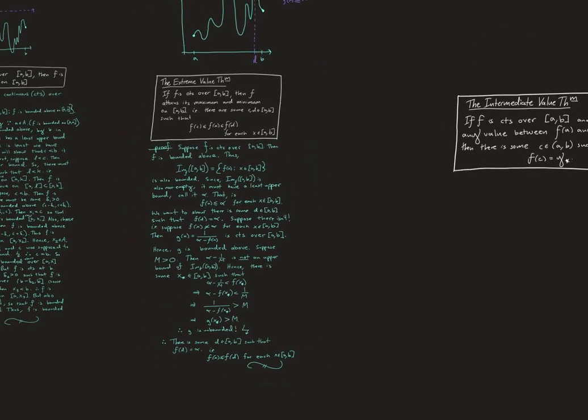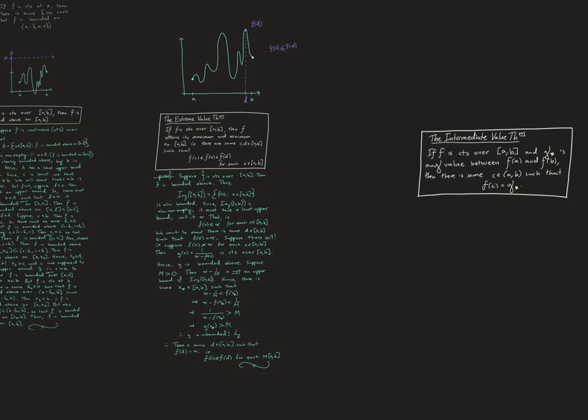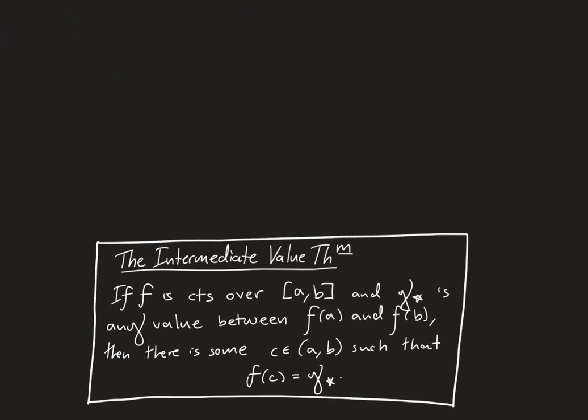So let me zoom out. That is our proof of the extreme value theorem, and we have one more beast, you guys. Let's see if I can do this in 17 minutes. That would be impressive. Let's prove the intermediate value theorem. So we know what this one says. It says something like this.